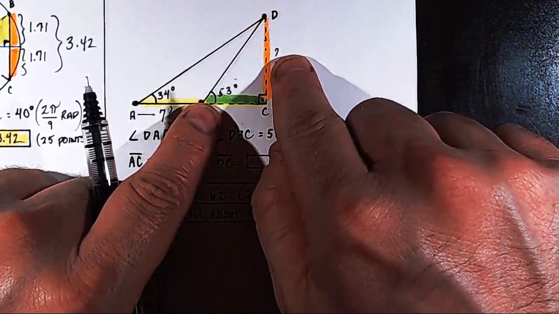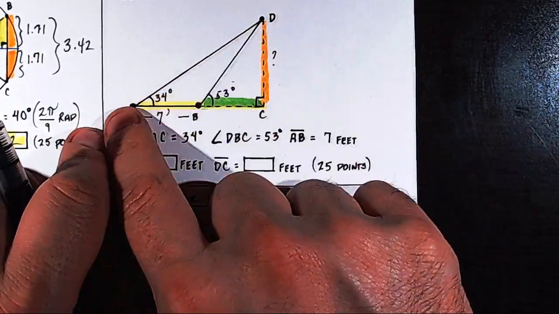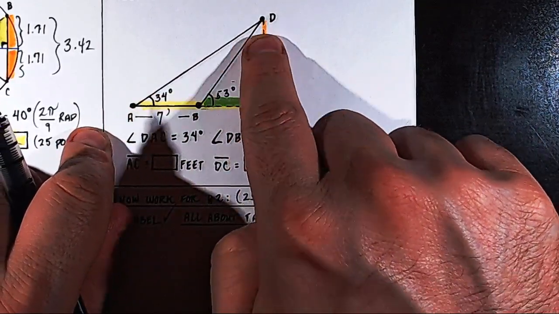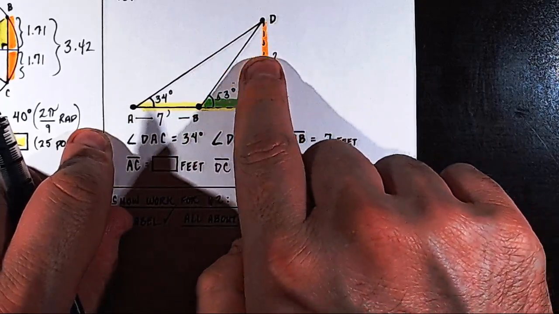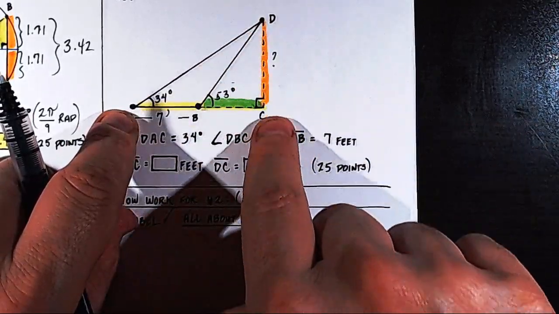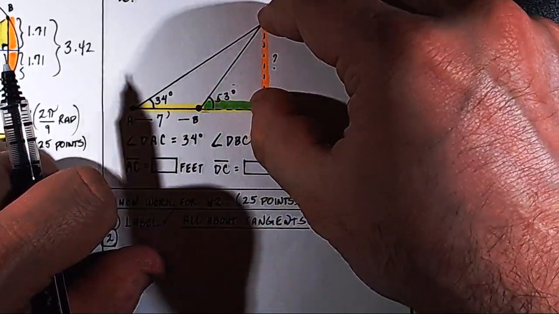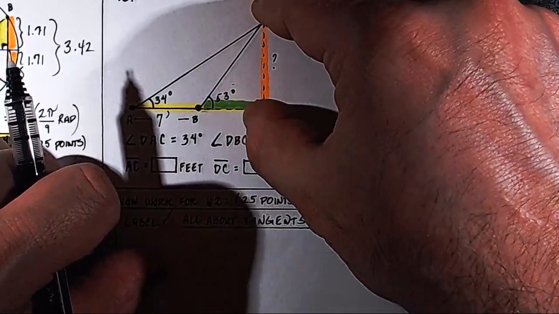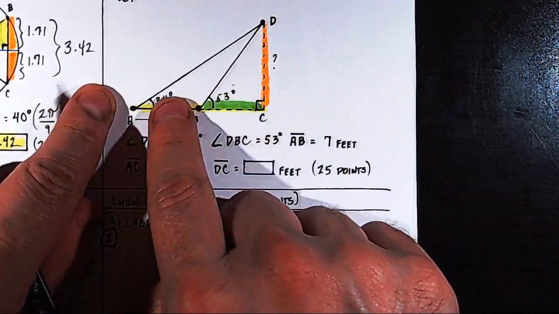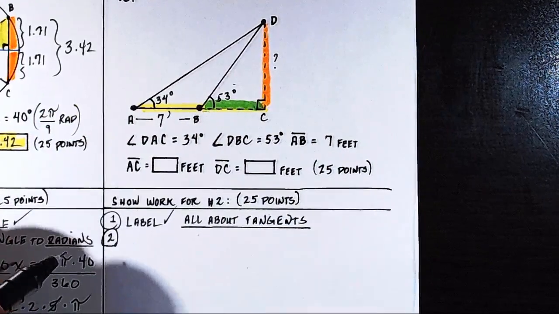So notice what was in common. This height is common to both this big triangle, let's call it DAC, and triangle DBC. They share this DC length in common. Think of this like a tree or something. The tree is the same height from both observation points. So that's what we're going to exploit.